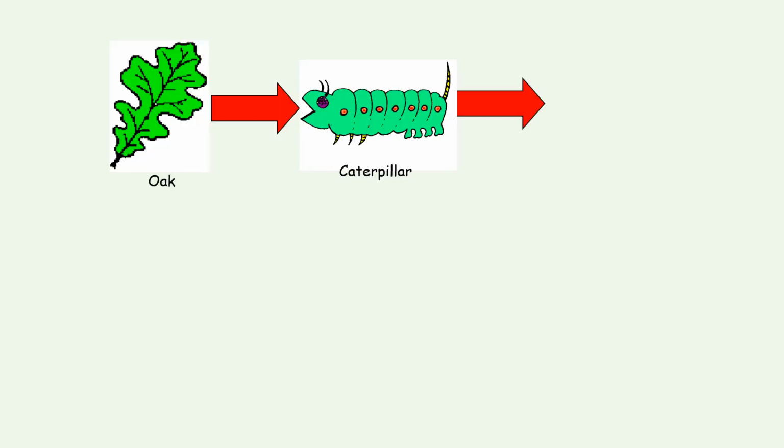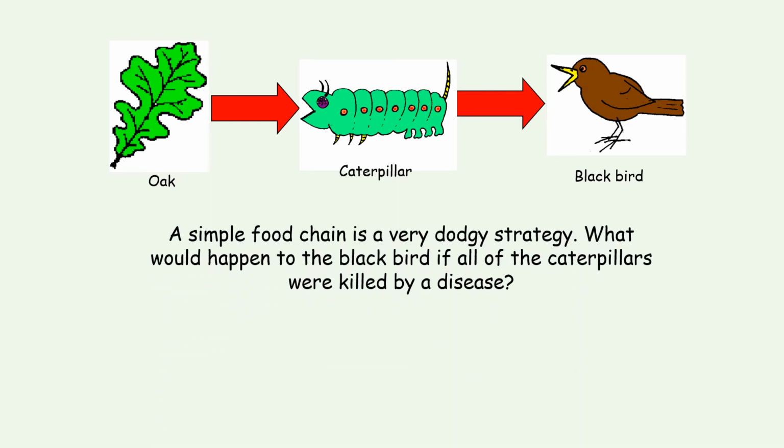We've already looked at food chains in this video. So we've got our producer, the oak, our primary consumer, the caterpillar, and our secondary consumer, the blackbird, and the arrows show the direction of energy flow. But a simple food chain is a very dodgy strategy. What would happen to the blackbirds if all of the caterpillars were killed by a disease? Pause the video and write down what you think would happen. The answer is that the blackbirds would go extinct as they would lose their only food source.